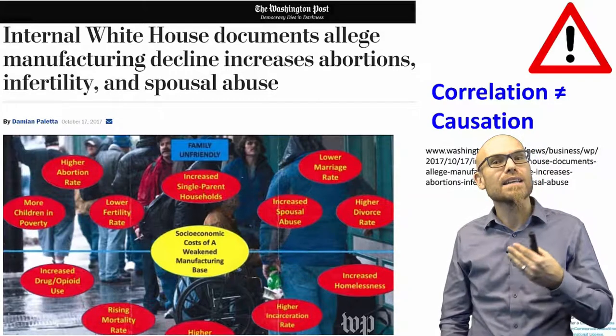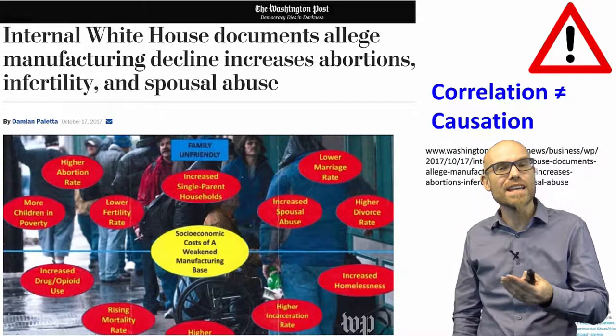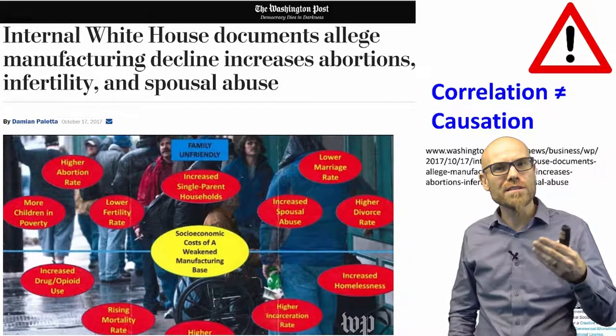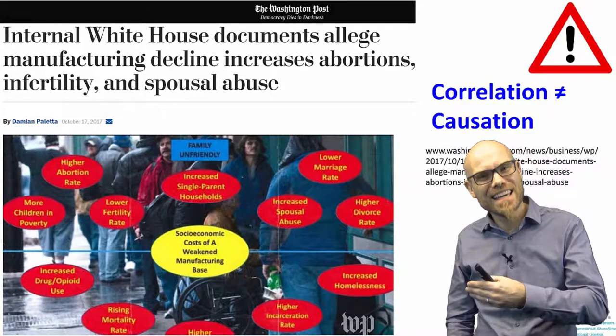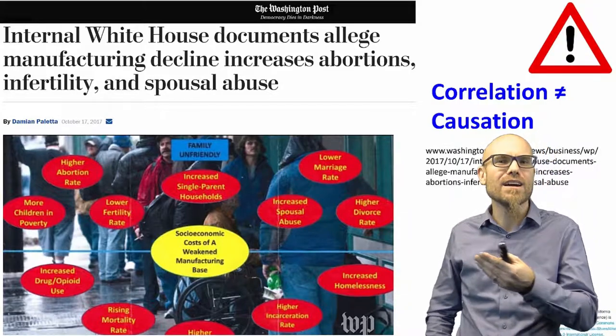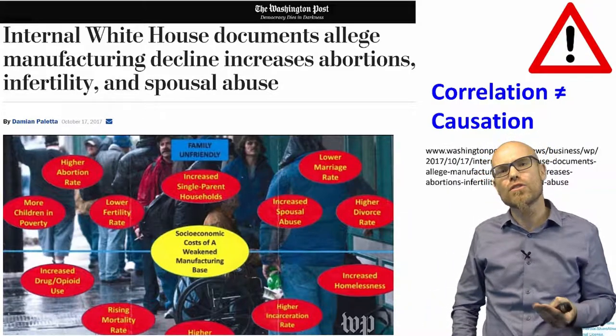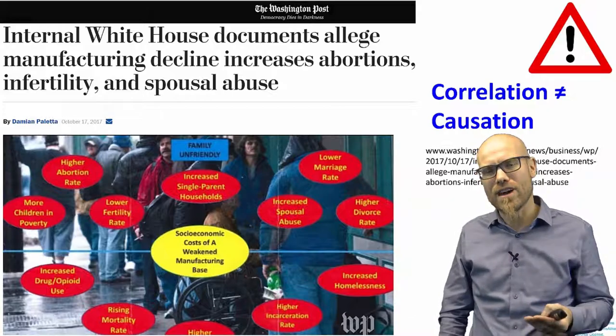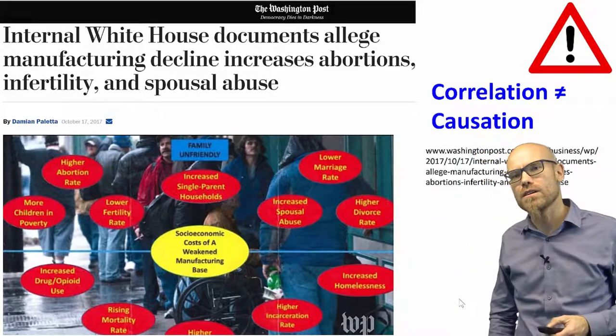It might be that in some parts of the country they go together, but it's not that a manufacturing decline increases the other one. It might also be the other way around, or it might be what we call spurious correlations or confounding variables. And I want to talk a little bit more about that.